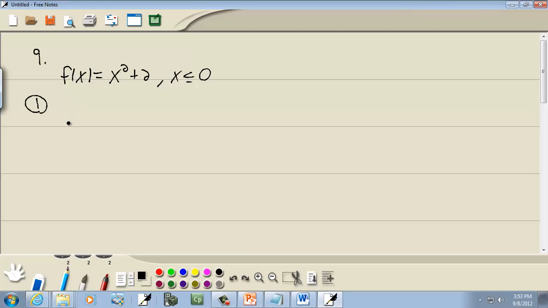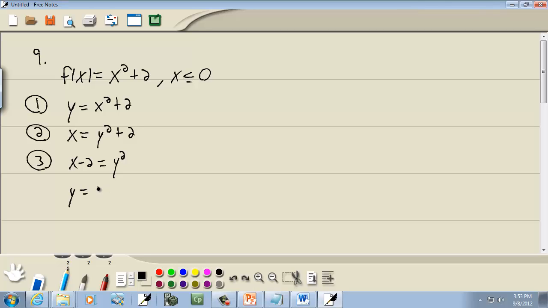First step, replace your f of x with y. Second step, interchange x and y. So we got x is equal to y squared plus 2. Step 3, solve for y. So I take 2 over, it becomes a negative 2. Square root property: if you got something squared equal to the other side, you drop off your squared and put a plus or minus square root around the other side. Step 4, replace your y with your inverse notation.